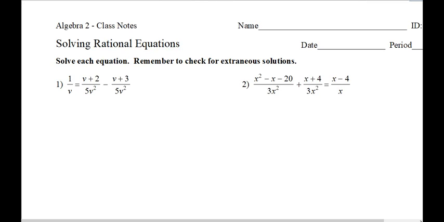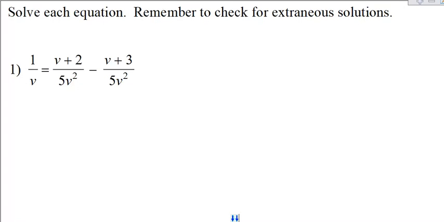Today I would like to walk you through 4 examples of how to solve rational equations. There's a couple different techniques for solving this type of equation, but I'm going to use the one where we find a common denominator and we multiply each term by that denominator.